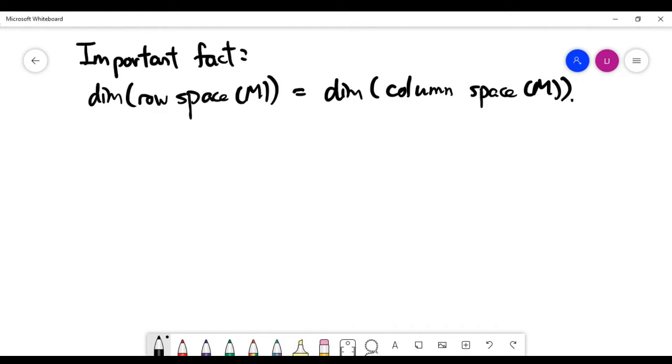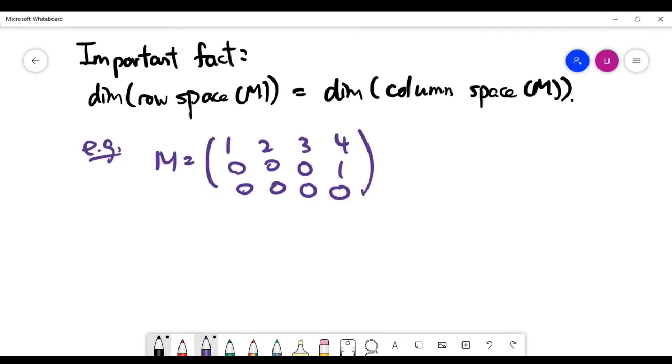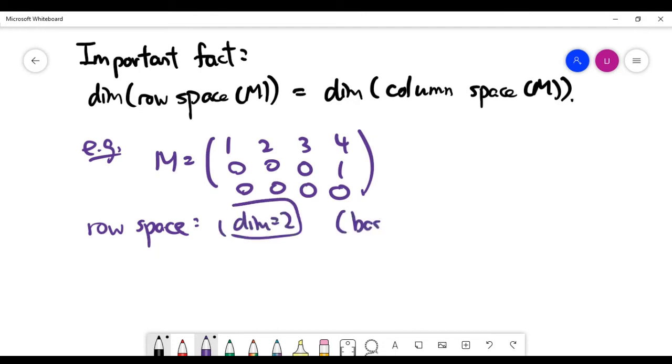And let's look at this example. If you look at the current matrix M, which is already in a reduced form, there's no operation we can carry out. And you can look at the row space now. What is the dimension of the row space? I think the dimension is 2, right? Because we can use the bases formed by row 1 and row 2, I think. And let's look at the column space now.